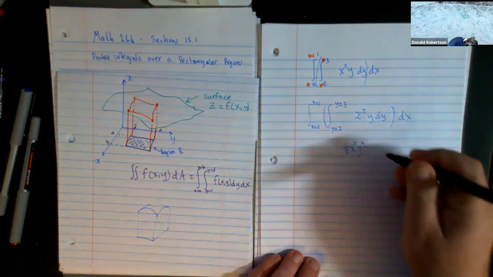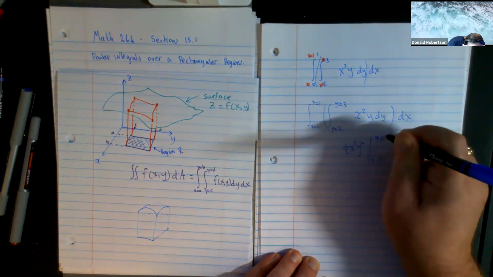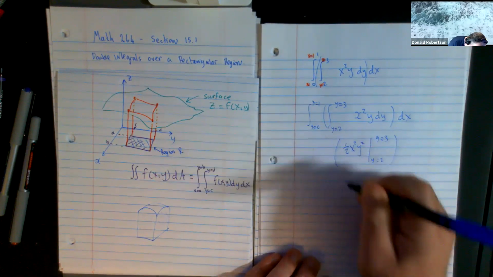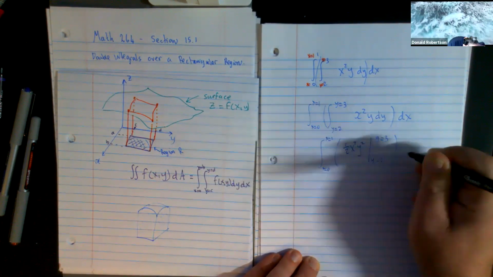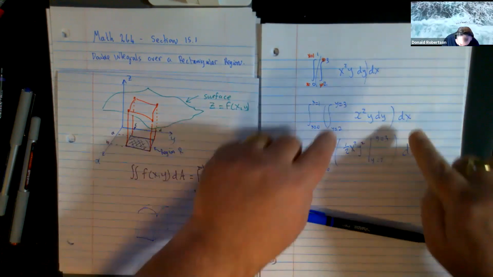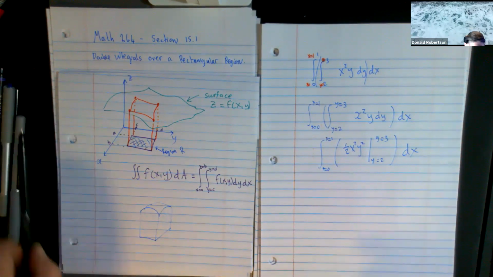Now, you would then evaluate it at y equals 2 to y equals 3. Stick a big box around that. And then you do the integral. Right, so let's see what I get when I start plugging in some numbers here.